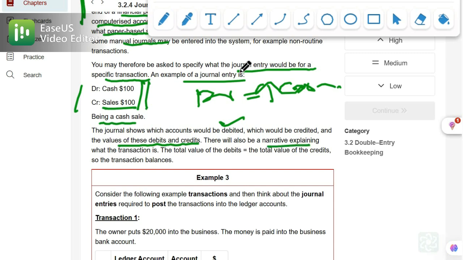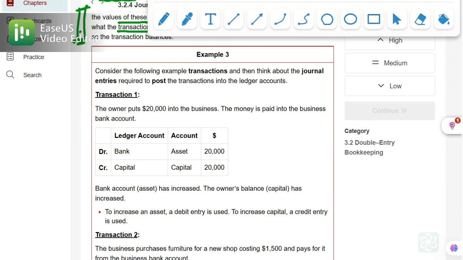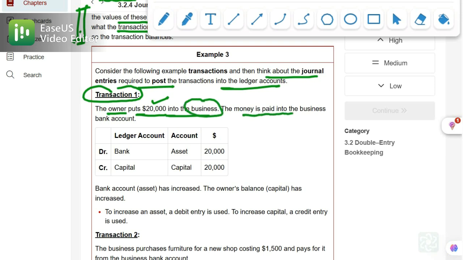Here we have an example. Consider the following example transaction and think about the journal entries required to post the transaction into the ledger account. Transaction number one: the owner puts 20,000 into the business. This is a cash amount invested into the business, paid into the business bank account. So definitely this is an asset, and an increase in an asset should be debit. Now, this 20,000 is invested by the owner. When the owner invests money into the business, that is capital, and an increase in capital should be credit.